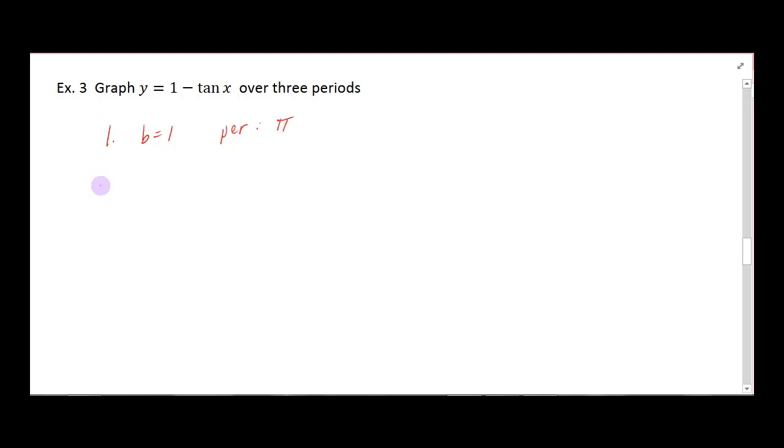The second thing I want to do is determine what the asymptotes of this function are. Remember also that asymptotes for tangent are found by solving bx equals negative pi over 2, and bx equals positive pi over 2. Since b in each of these cases is just 1, my first set of vertical asymptotes are occurring at negative and positive pi over 2.